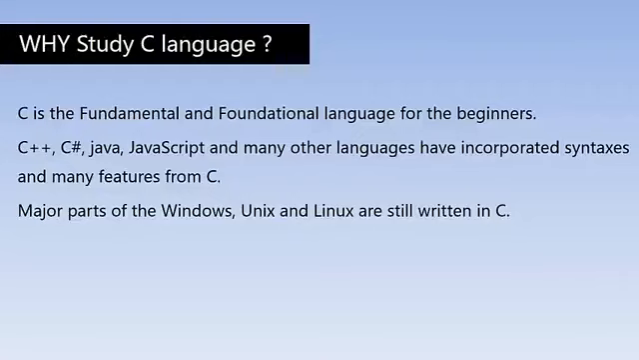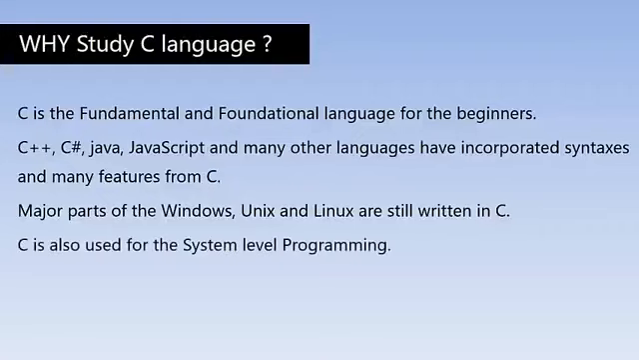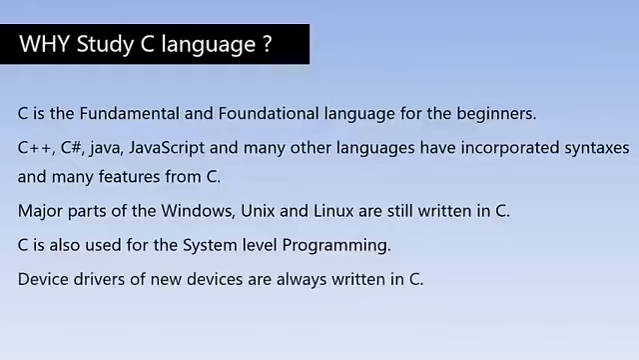Major parts of Windows, Unix and Linux are still written in C. That means C is also used for system level programming. Most programs in the operating system are still written in C because C has many features, like functions that operate on bits, so we can perform bit level operations in C. That is why it is very useful for system level programming. As I said here, C is used for system level programming, which means we can manipulate the bits. Device drivers of new devices are always written in C language.